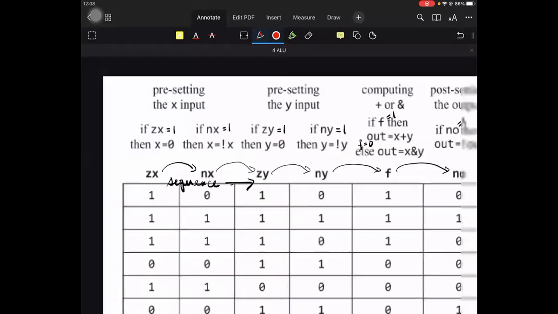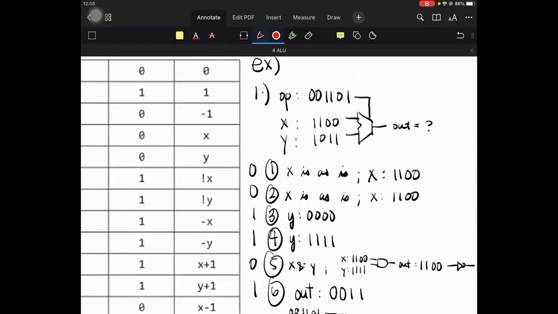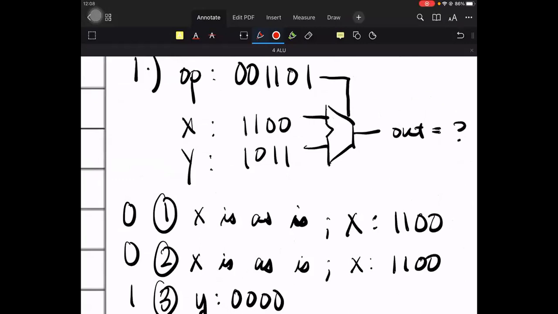Okay, sir. Thank you, sir. I didn't see that, sir. Sure. So originally we have our Y input, but it ignores that and then converts it to all zeros. Okay?